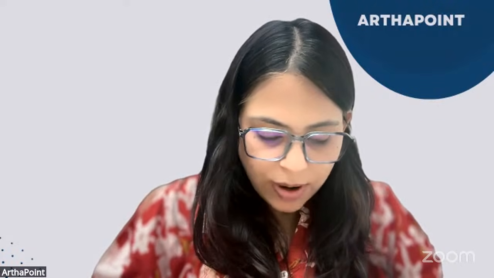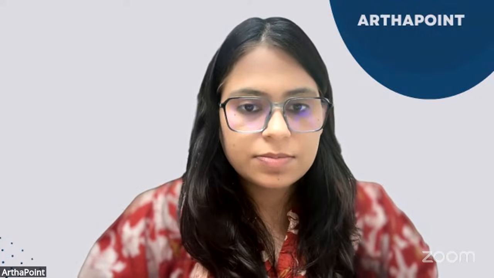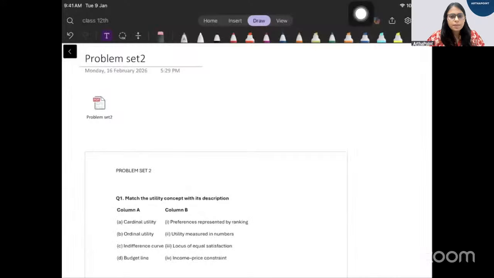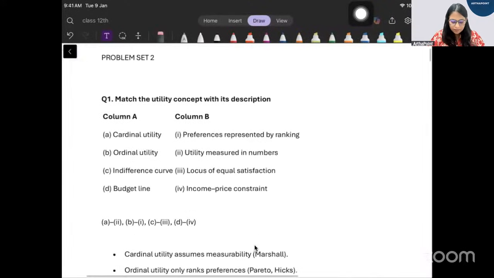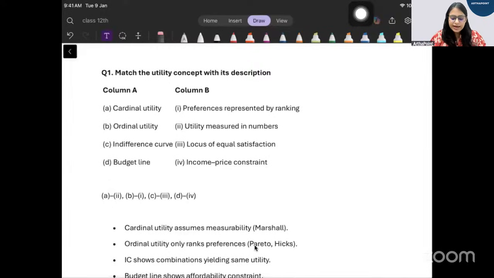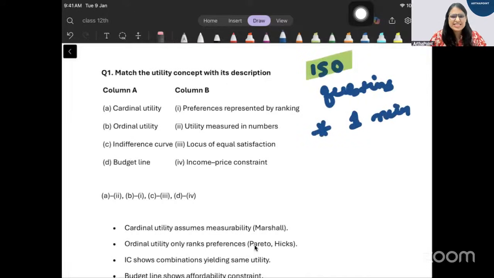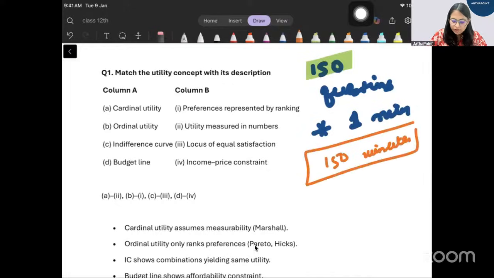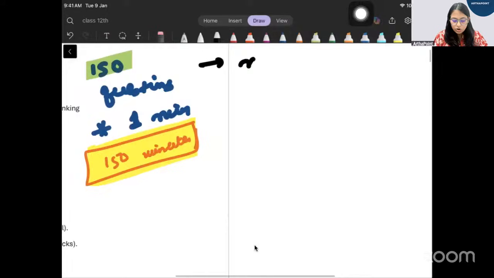So this is day 1 problem set. And I am just going to share it. So you will notice that I have created 150 questions. You have to do each question in about 1 minute maximum. So you have to spend 150 minutes on solving these 150 questions, in which I have included numericals.